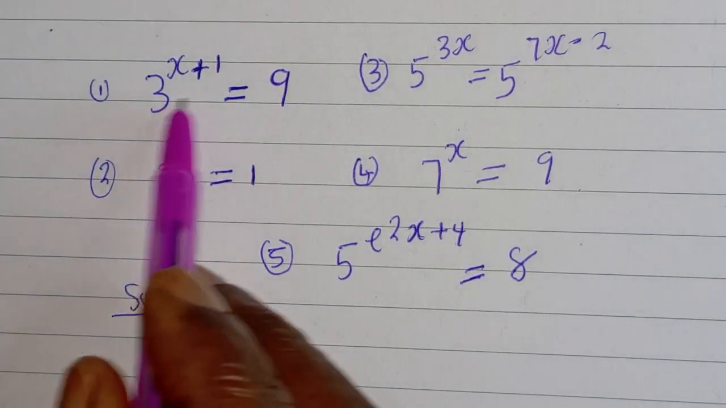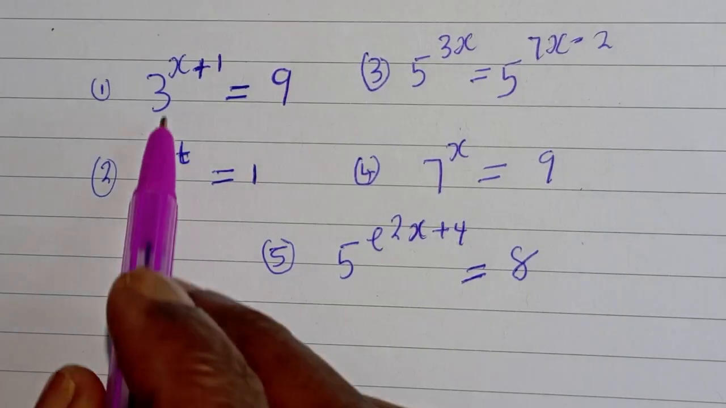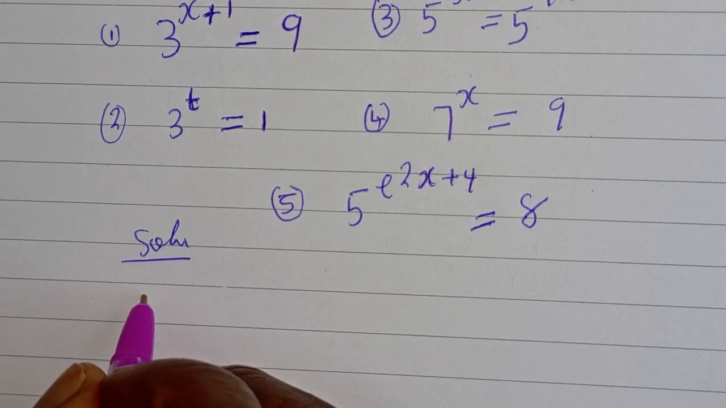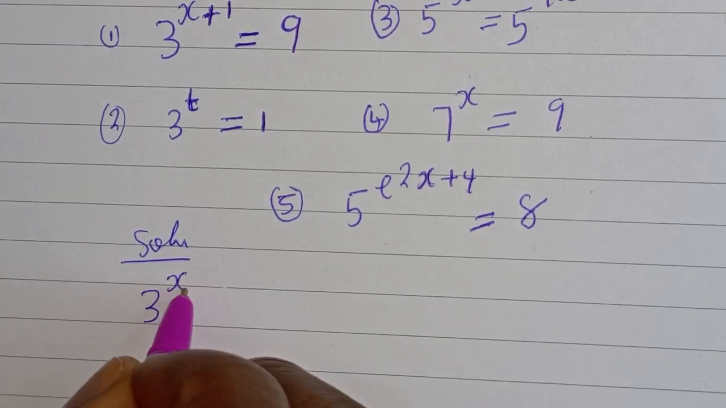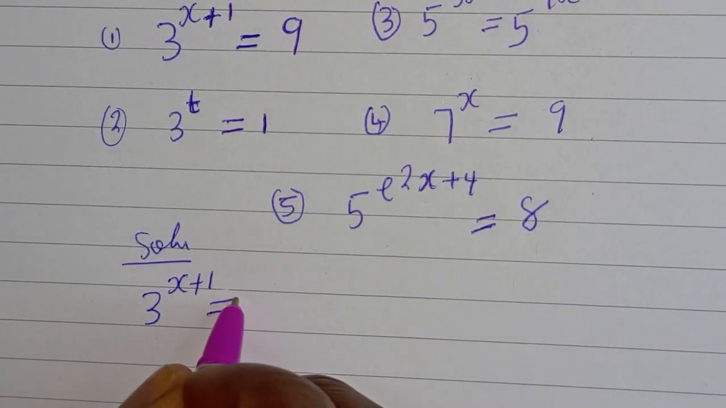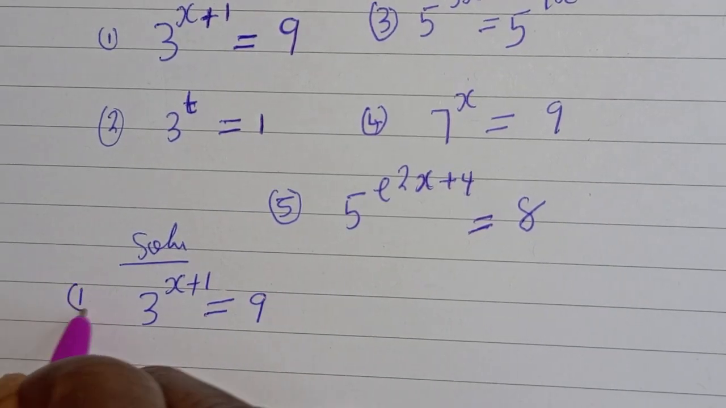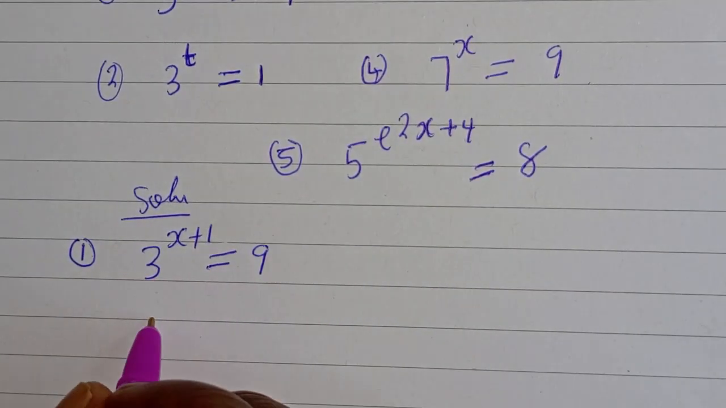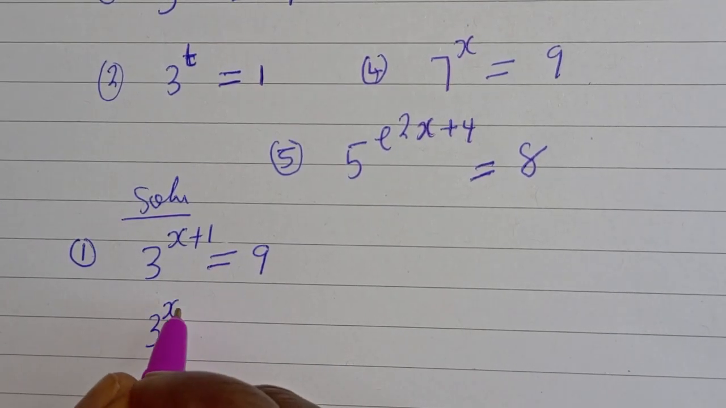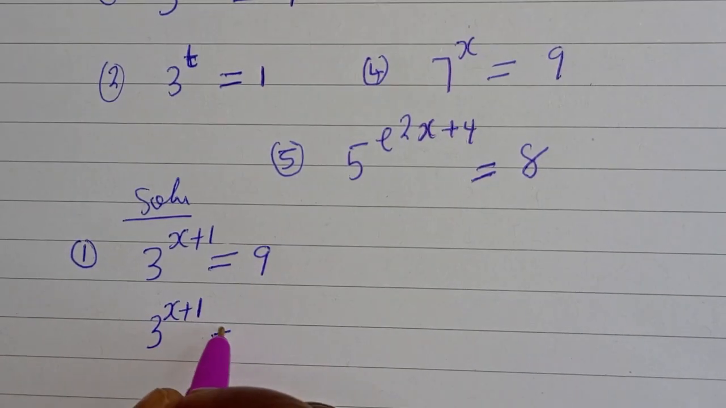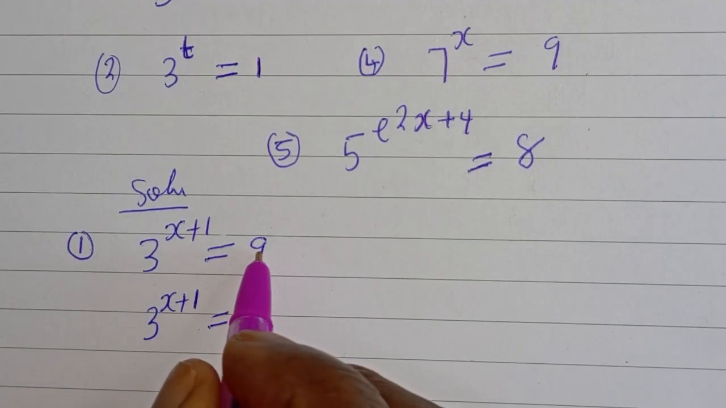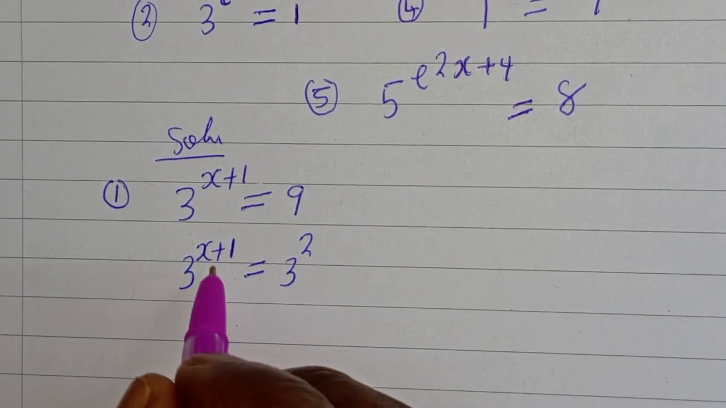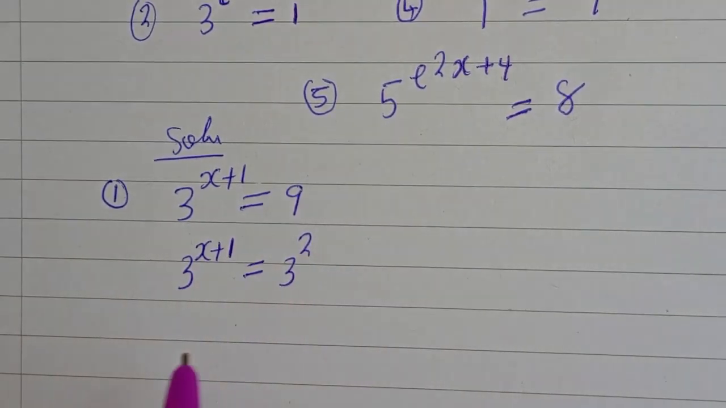Let's start with the first question here. The first question is 3 raised to power s plus 1 is equal to 9. Then what do we do? This can be written as 3 square, since 9 is 3 square. Then we can see that they have the same base. Then we equate the exponent.